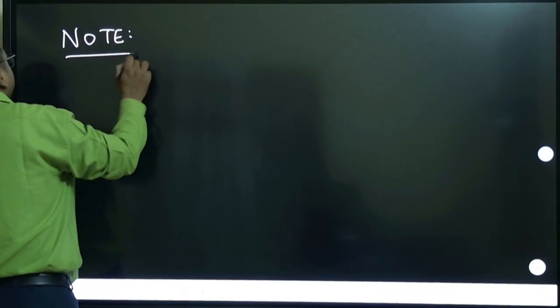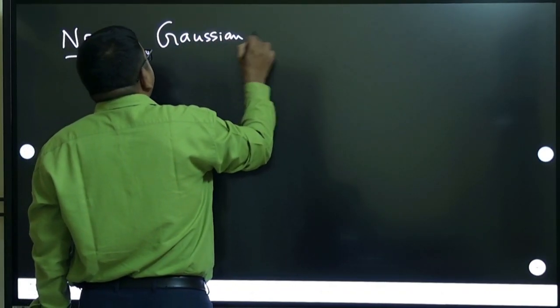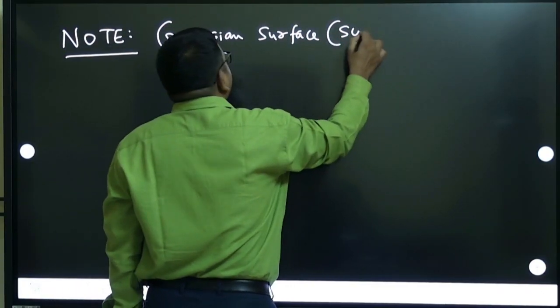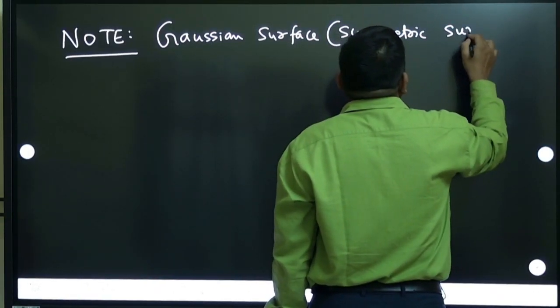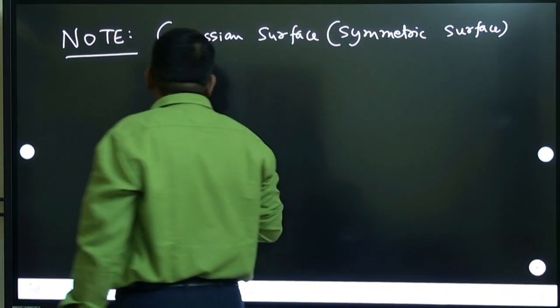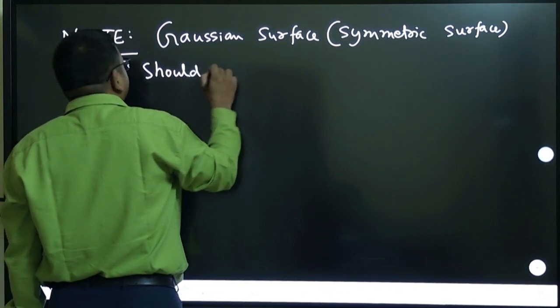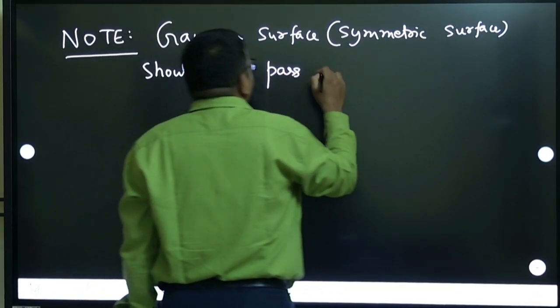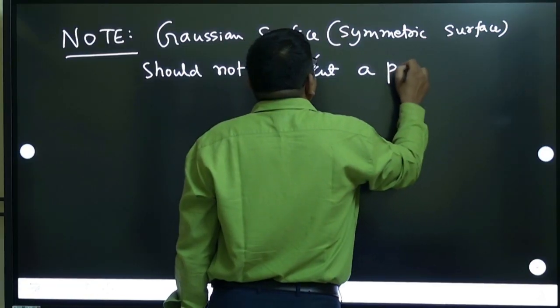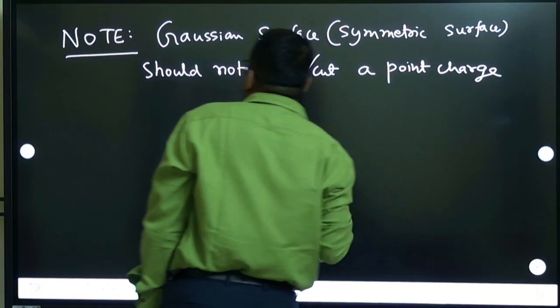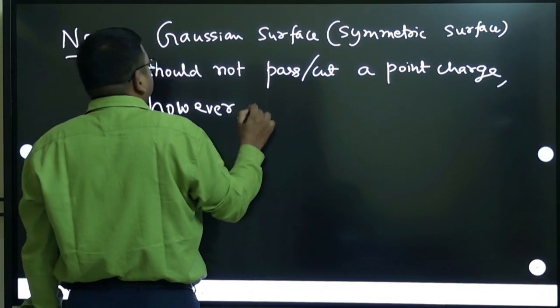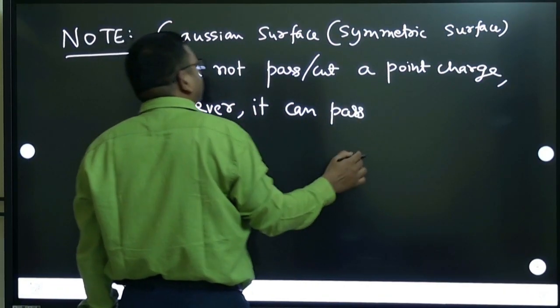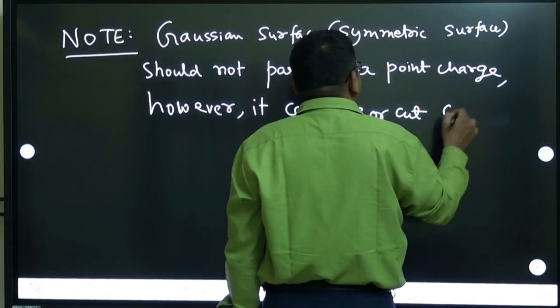Here we should note one important thing: the Gaussian surface, which is a symmetric surface. It may not be symmetric, but generally we make it symmetric. We use a symmetric surface for our convenience. So the Gaussian surface should not pass through or cut a point charge. However, it can pass through or cut charge distributions.